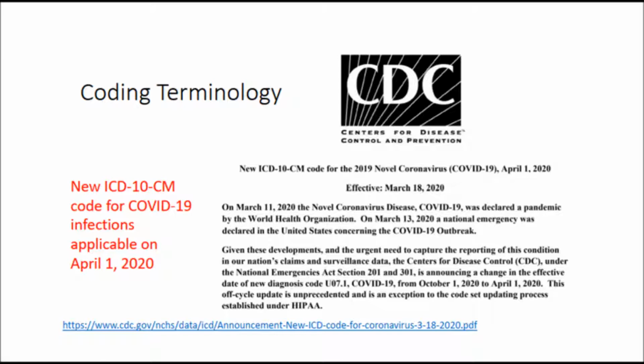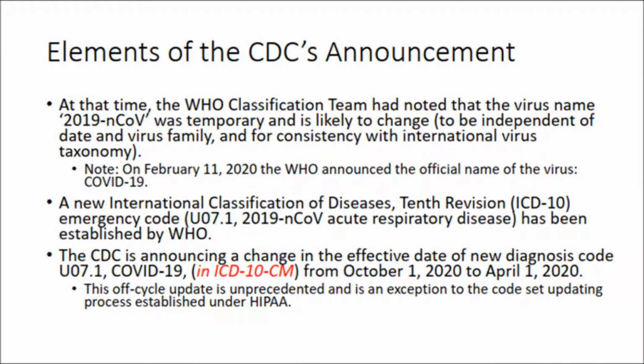Given these developments and the urgent need to capture the reporting of this condition in our nation's claims and surveillance data, the Centers for Disease Control, CDC, under the National Emergencies Act Sections 201 and 301, is announcing a change in the effective date of new diagnosis code U07.1, COVID-19, from October 1 to April 1, 2020. This off-cycle update is unprecedented and is an exception to the code set updating process under HIPAA. Elements of the CDC's announcement.